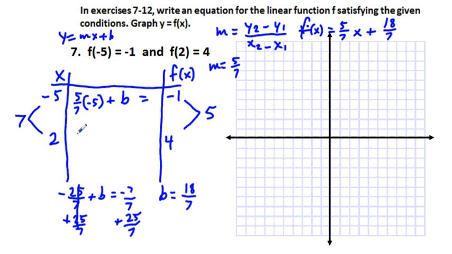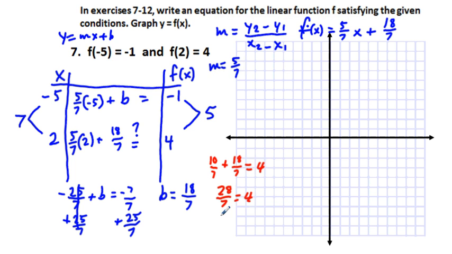And we're going to check using the second point below. If everything works out, we have our slope 5/7 times 2 plus 18/7. Should it equal 4? I'm going to put a question mark because we haven't determined that yet. I'm going to leave this work here and work this in red. We have 5 times 2, so we have 10/7 plus 18/7 should equal 4. Well, 10 plus 18 is 28. So 28 sevenths equals 4. And what's 28 divided by 7? 4. So 4 does equal 4. So we've checked our equation.